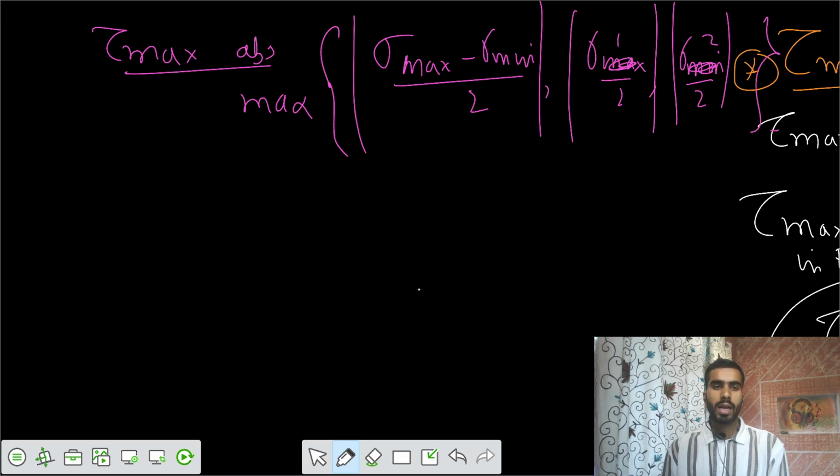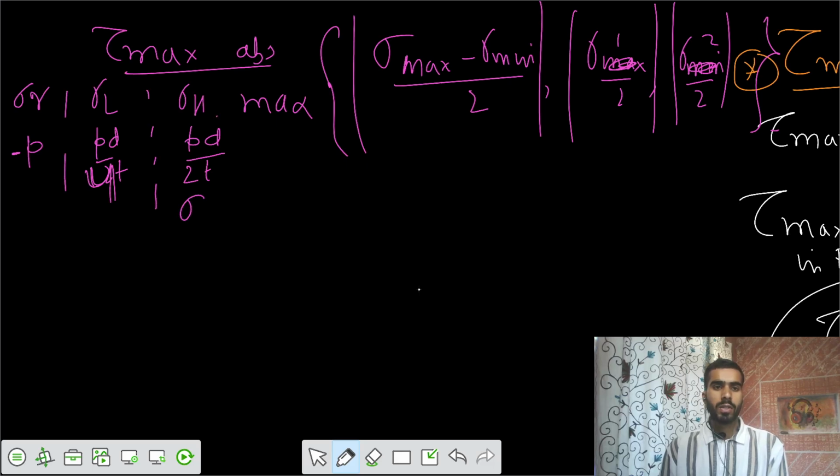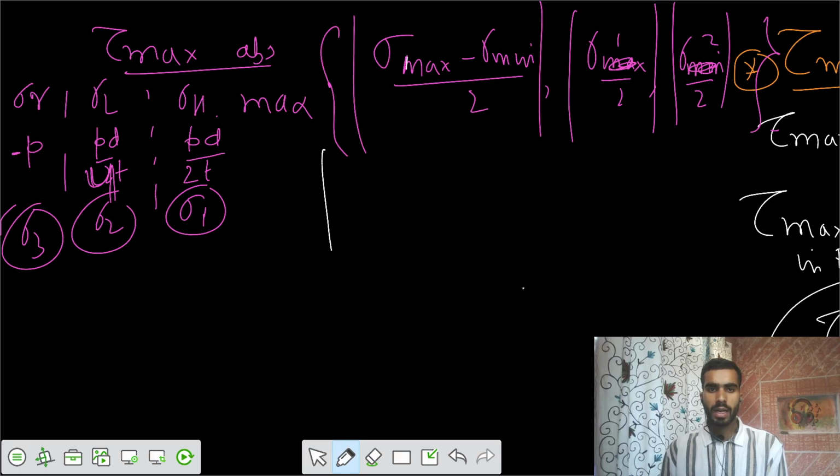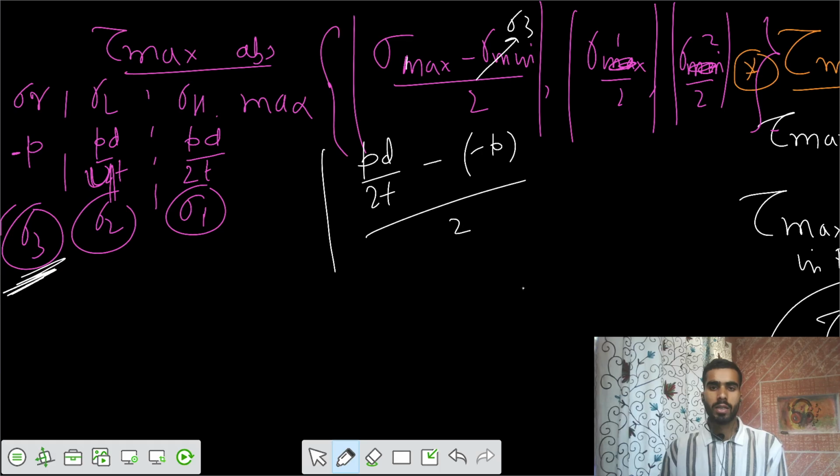So if we have these, one is your minus P, next one is PD by 2T, and another is PD by 4T. So this is your sigma radial, sigma long, sigma hoop. So we can say this one is your sigma 1, this one is your sigma 2, this one is your sigma 3. Now if you take the maximum out of these, I can write PD by 2T minus sigma minimum. This is your sigma minimum, that is sigma 3, that is your minus P. This is your sigma 3 for the absolute case. So you can write minus times minus P divided by 2.